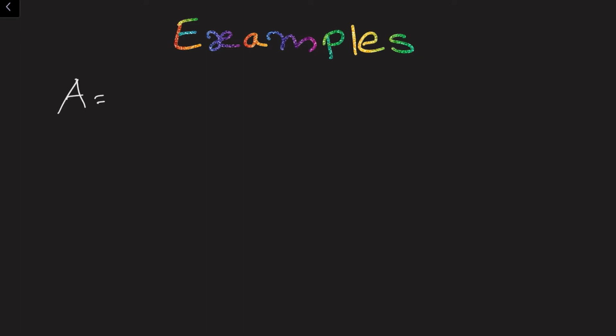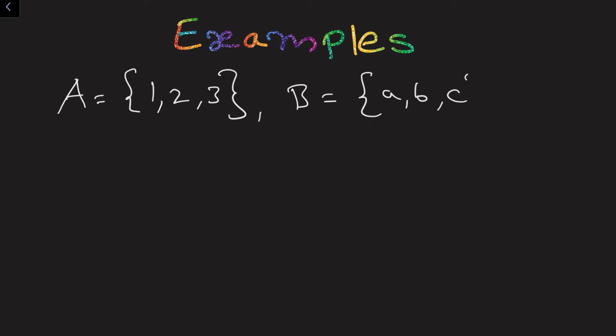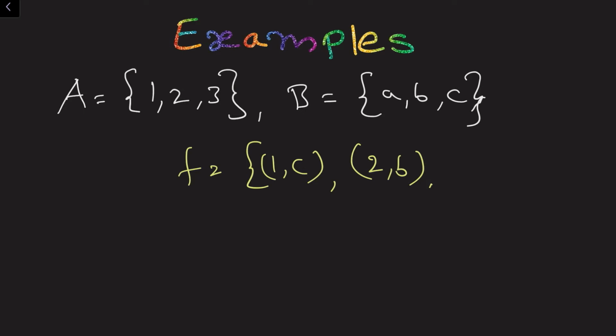Set A is equal to 1, 2, 3 and set B is equal to a, b, c. They gave one function f, in terms of ordered pairs: 1 comma c, 2 comma b and 3 comma a. Then it is said that it is a bijection from A to B.